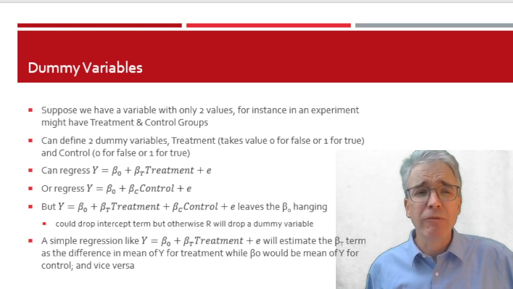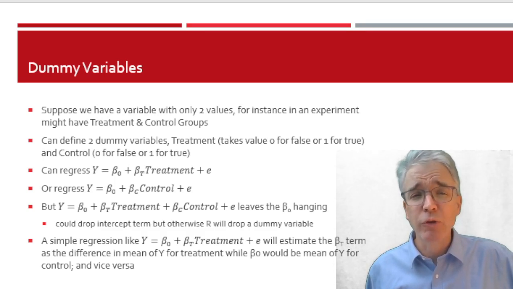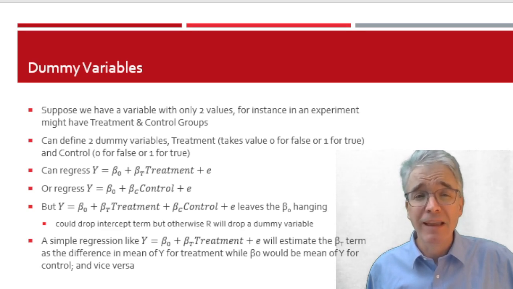Define two dummy variables. One is a dummy variable treatment, takes the value 0 when that's false and 1 if that's true. Another dummy variable, control, takes a value of 0 for false and 1 for true. If you add those up, you'd get a set of ones. Means everybody is in either one or the other. We could do either of two regressions.